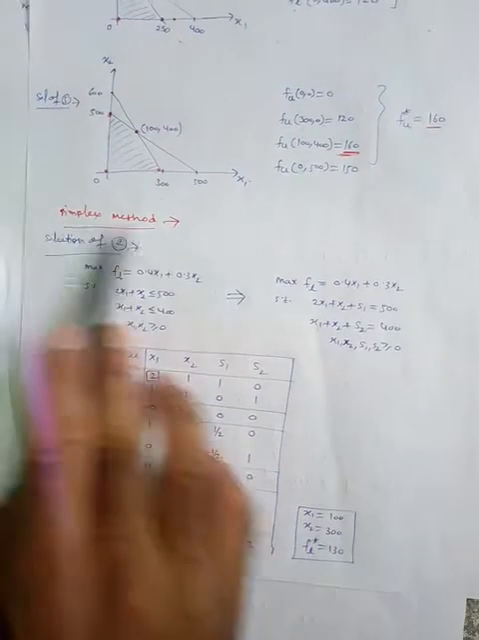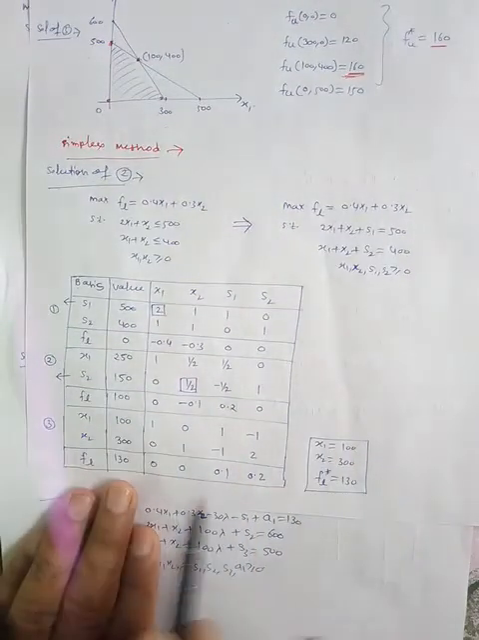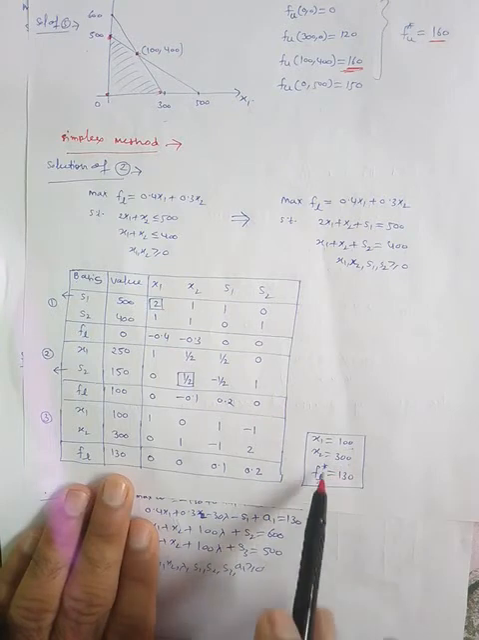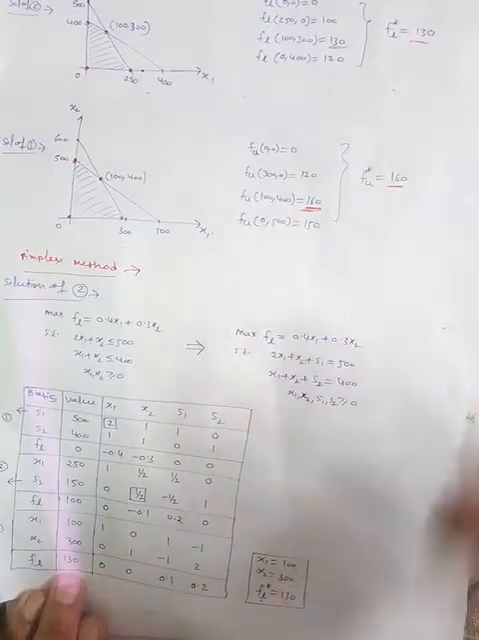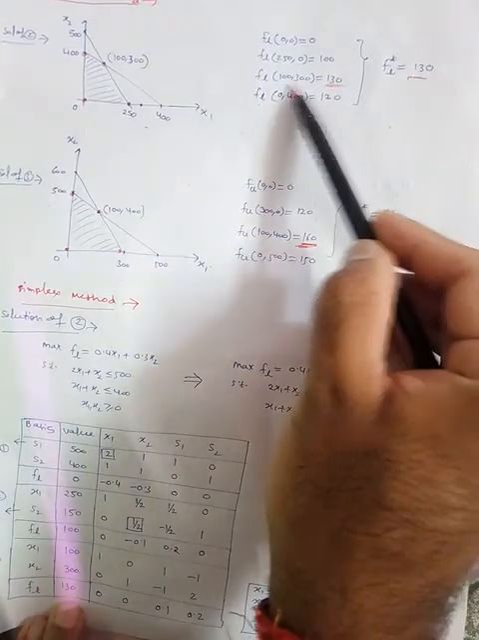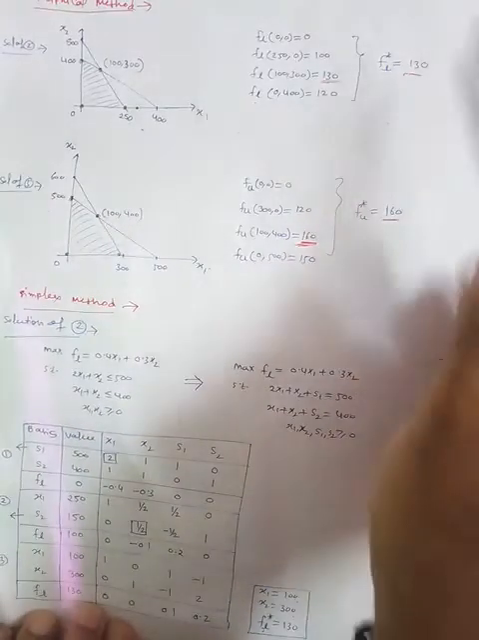But suppose you are using the simplex method, then this problem is solved with the help of the simplex method. This is the simplex table, and this is the solution. X1 is 100, X2 is 300, and FL star is 130. Same solution. Here F 130 corresponds to 100 and 300. So this is the solution from the simplex method. This is from the graphical method.